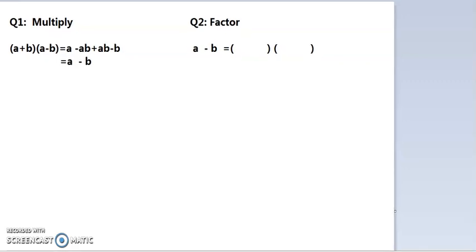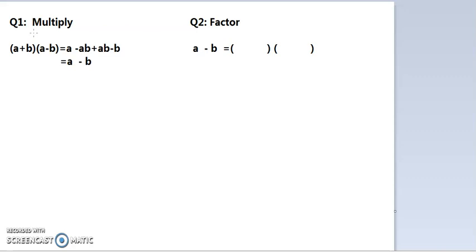In this video, we're going to talk about a type of factoring which is called the difference of two squares. As we know, factoring is reversing multiplication. So before we look at a factoring question, we're going to review the multiplication question which we did before.